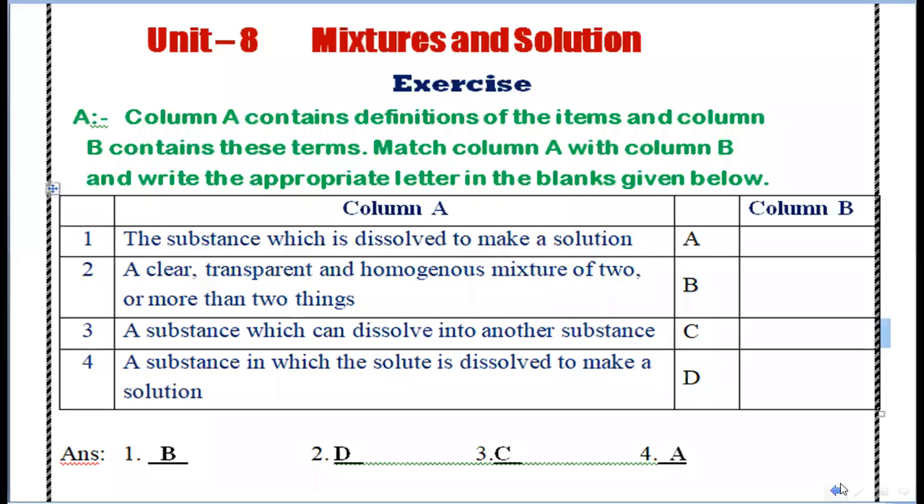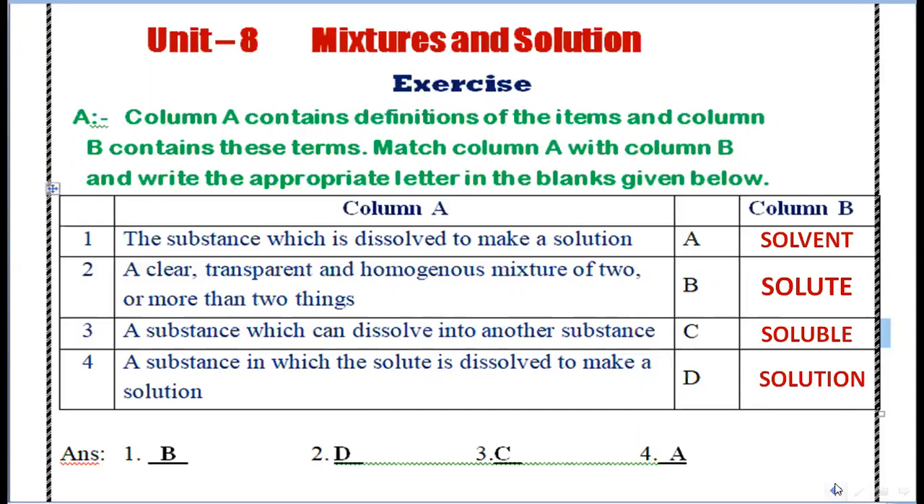I hope you understand. Now let's revise the exercises. Column A contains the definition of the item and column B contains these terms. Match column A with column B. The first one: the substance which is dissolved to make a solution is called solute. A clear, transparent and homogeneous mixture of two or more than two things is called a solution. A substance which can dissolve into another substance is called soluble. A substance in which the solute is dissolved to make a solution is called solvent, like water.